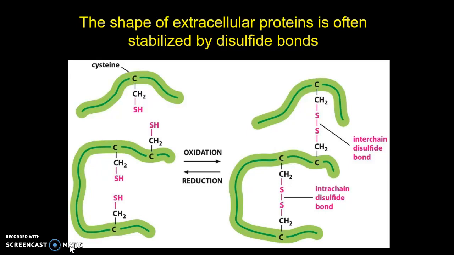So you can see that the disulfide bond is just between two cysteines. So you just take away those hydrogens and the sulfurs just interact with each other, and they're going to create a bond, a disulfide bond that will stabilize the tertiary structure of the protein.